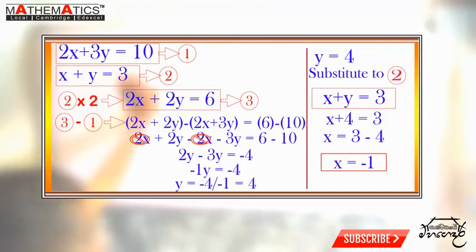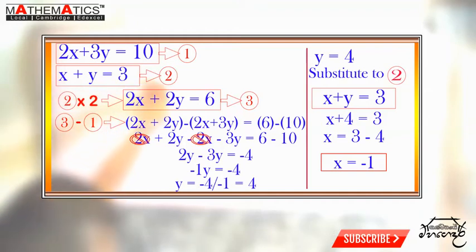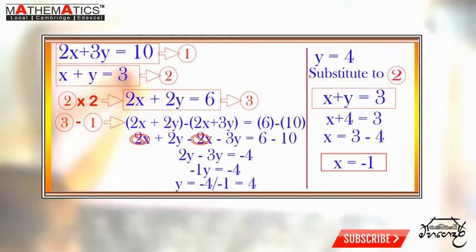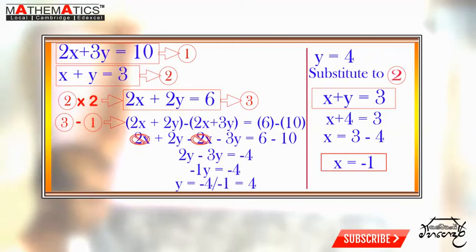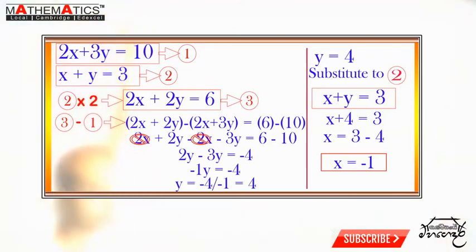I will select the second formula and multiply it by 2. After you multiply it by 2, the resultant formula is 2x plus 2y is equal to 6. 2 times x is 2x, 2 times y is 2y, 2 times 3 is equal to 6. Now you can represent it as the third formula, and after that you can subtract the first formula from the third formula.